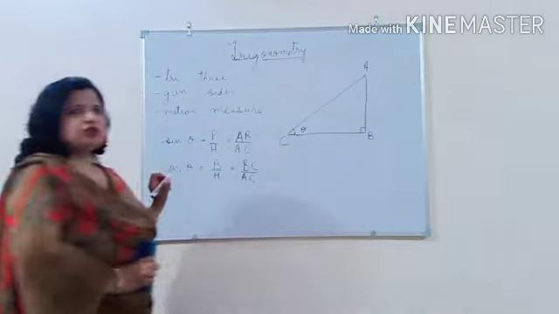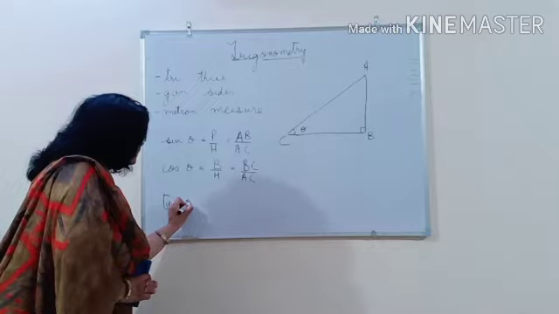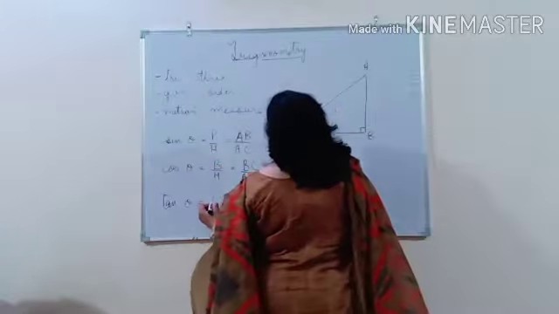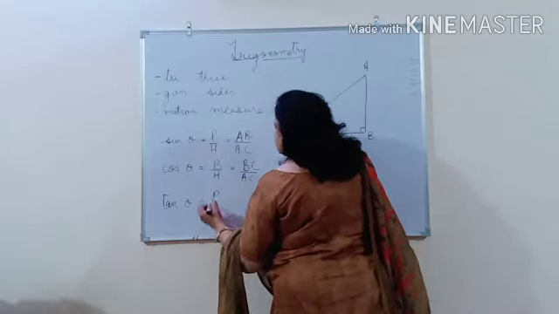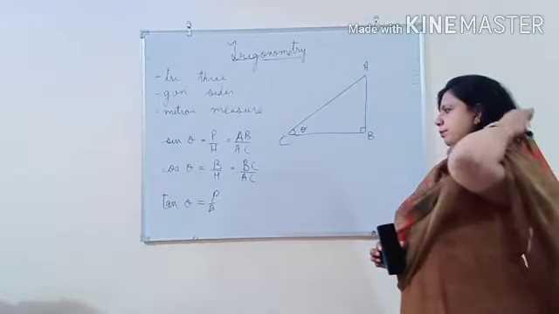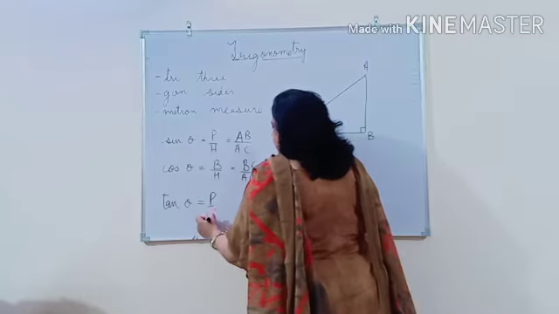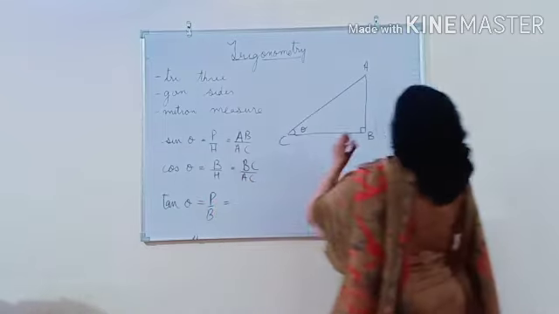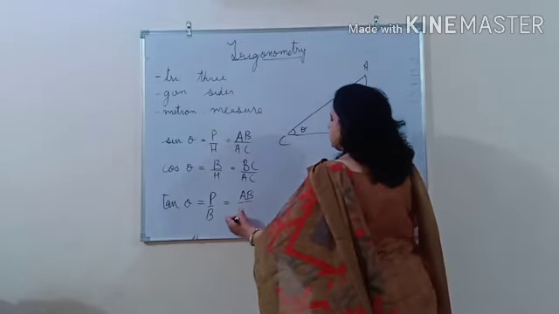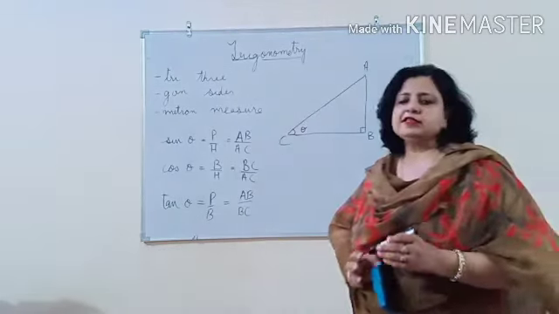Now the third trigonometric ratio we have is tangent, or we can write it as tan theta, and that is equal to perpendicular upon base. Perpendicular is AB and base is BC. So tan theta is equal to AB upon BC.